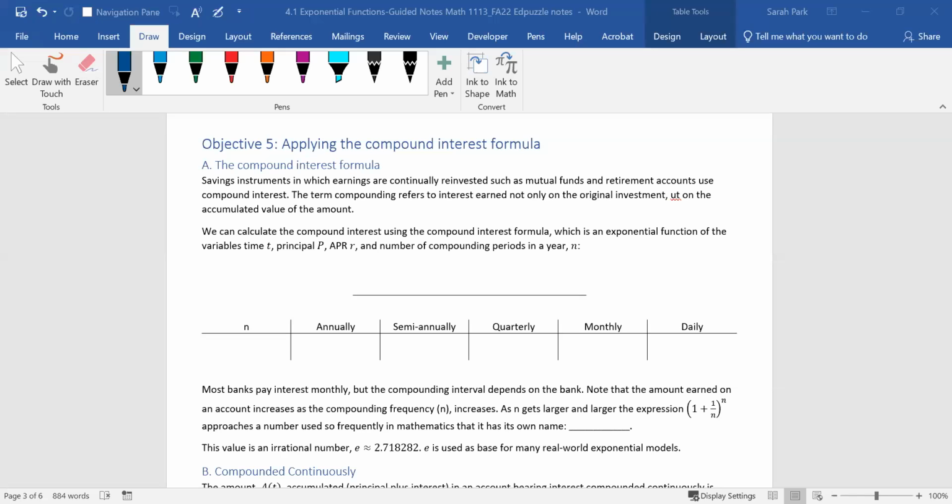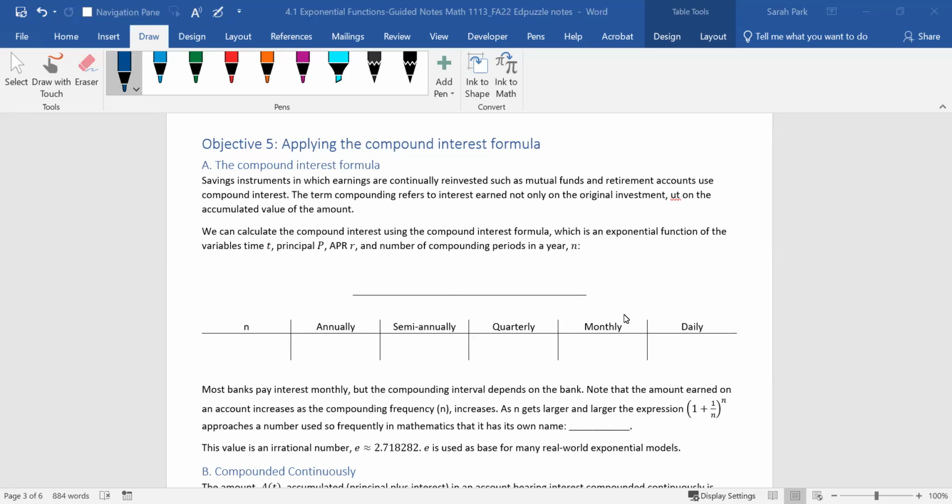Okay, welcome back. Last objective, going to apply the compound interest formula. And we use this formula when we have a savings account or savings instrument or investment instrument where earnings are reinvested and use compound interest. The term compound interest refers to the interest earned as well as the accumulated value of the amount.